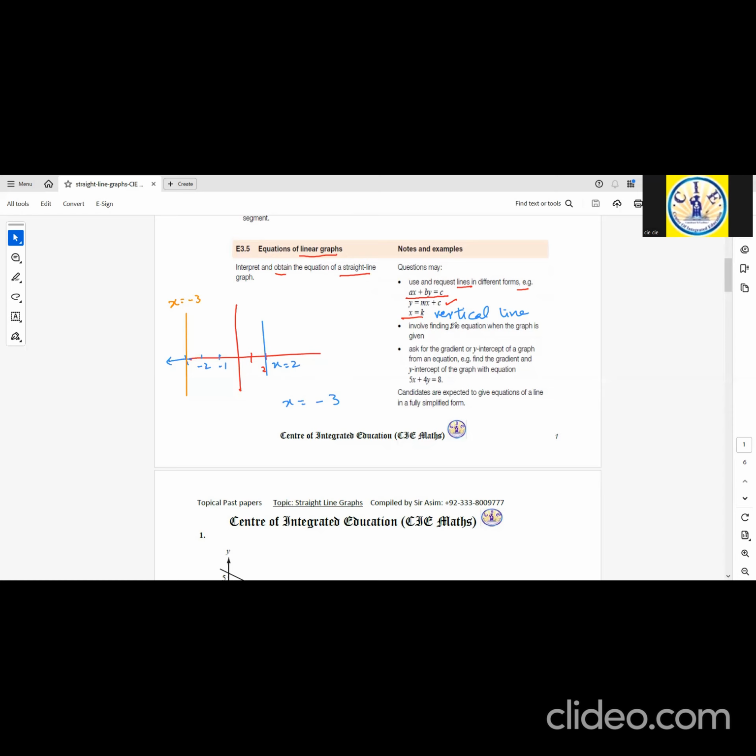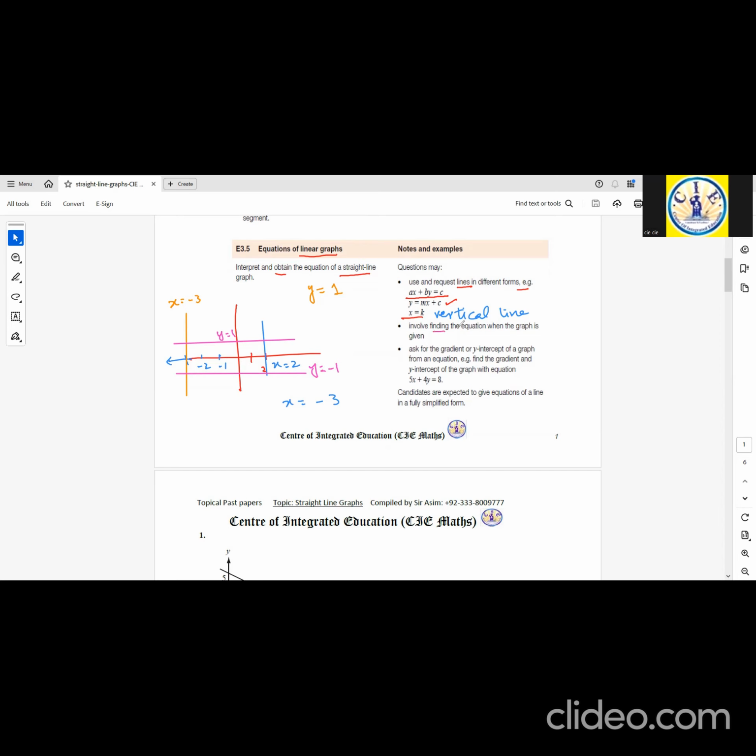And now the same can be done for y as well. y is equal to 1 would have a graph like this, passing through y is equal to 1. And the same could be for y is equal to -1, for example, passing through y is equal to -1. That means below the x-axis. This would be the graph of y is equal to -1.